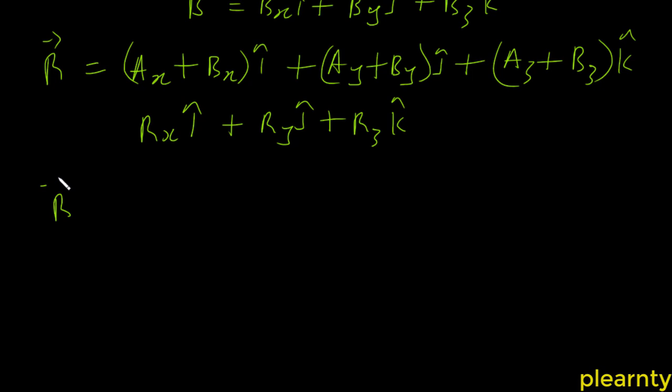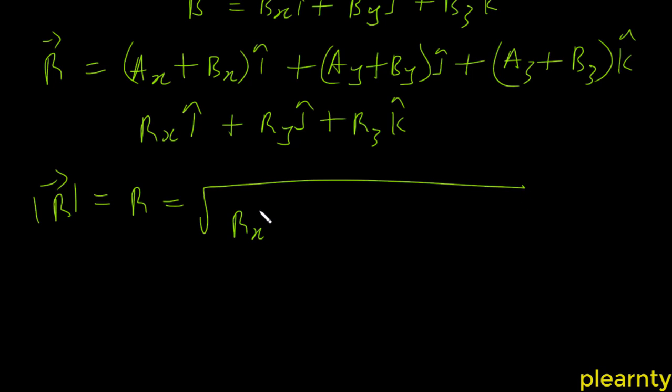So the magnitude of this, which could be written as R, is equal to the square root of Rx squared, which is the x component, Ry squared, which is the y component, and Rz squared, which is the z component. It's as easy as that.